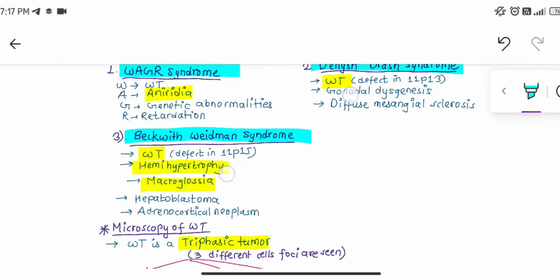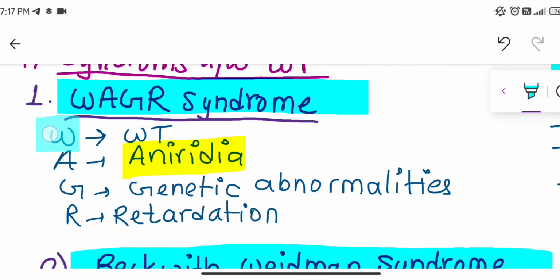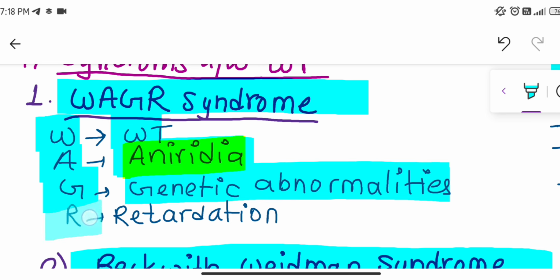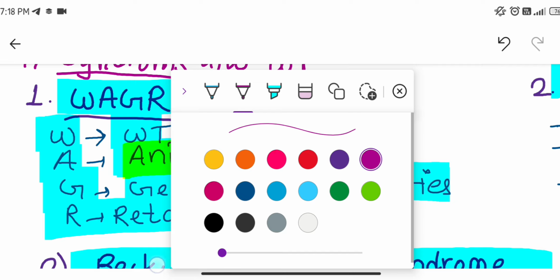First will be the WAGR syndrome. W stands for Wilms tumor. A stands for aniridia. Aniridia means loss of the iris muscle. Now G means genetic abnormalities, and R means retardation. So these are the points.